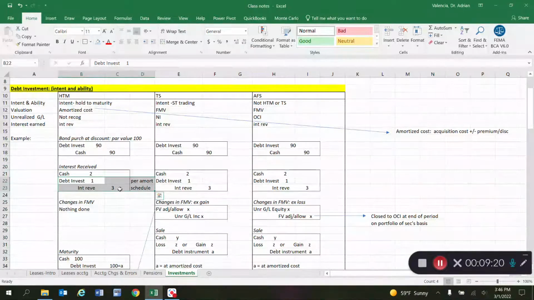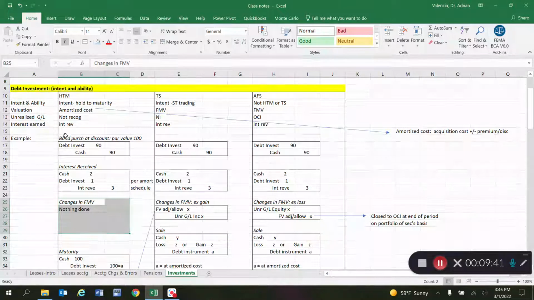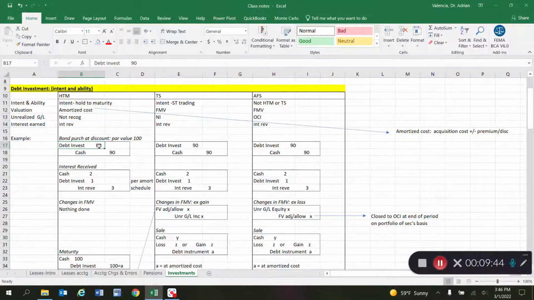Now this information right here, what amount goes into interest revenue and what amount gets amortized, that's per the amortization schedule as you've done before. And then at the end of each reporting period, if the actual value of the bond changes, we will not do anything on our books. Keep in mind that that debt investment, even though we bought it at 90, could change in fair market value at any point in time. Since we are recognizing it under amortized cost, we will not track those changes in fair market value. So nothing is done right here.